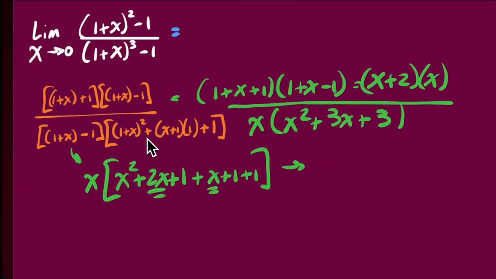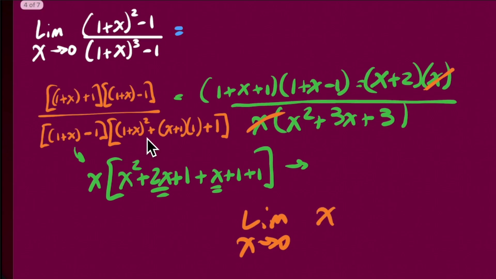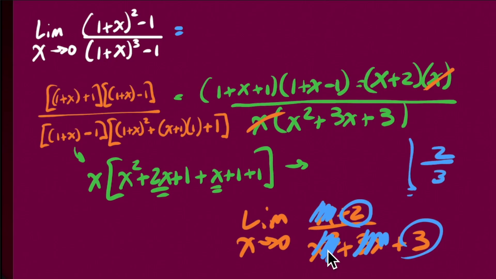Okay, folks, now we have an x on top and x on the bottom. We're going to cancel those out, and then we are left with the limit as x approaches 0 of, in the numerator, x plus 2 over x squared plus 3x plus 3. And here we can insert 0 in for our x's. One way to do that is to just put your thumb over any term that has an x in it, and we end up with 2 over 3 as this limit.